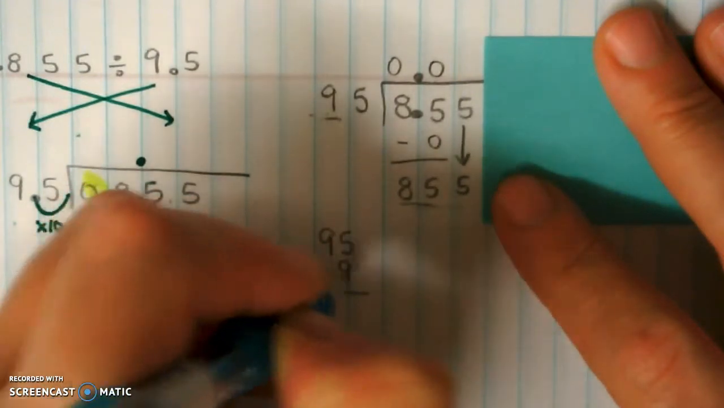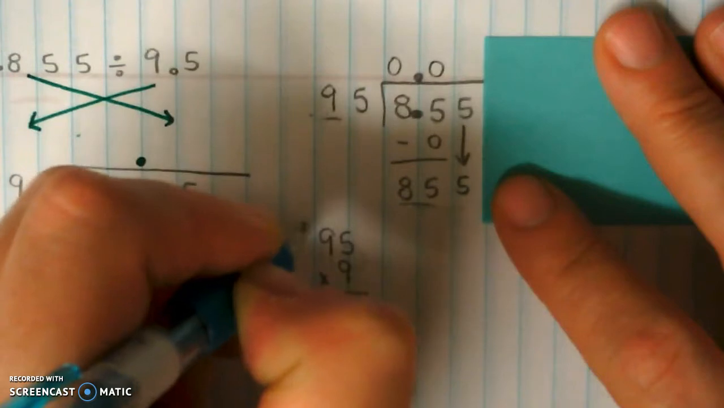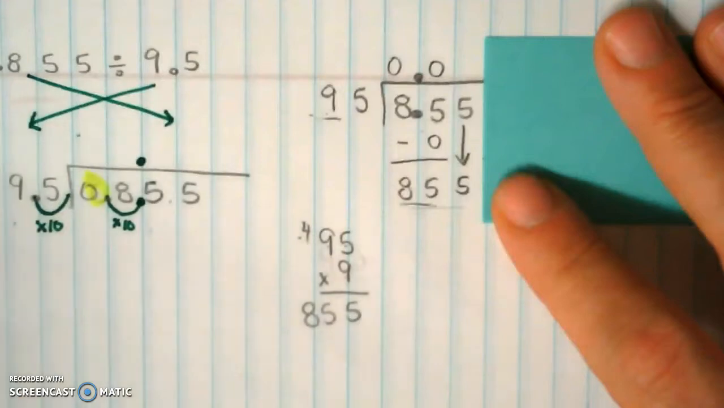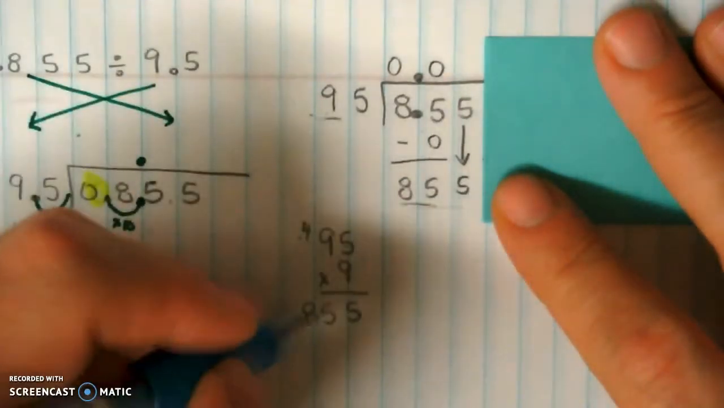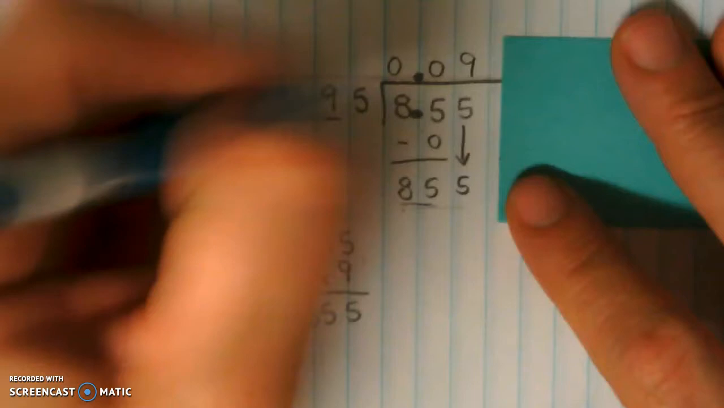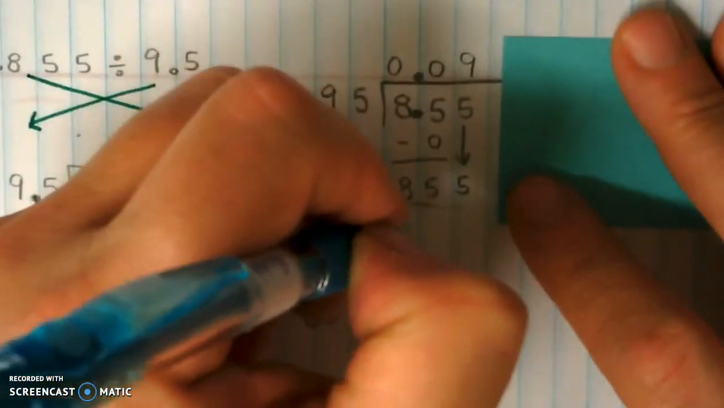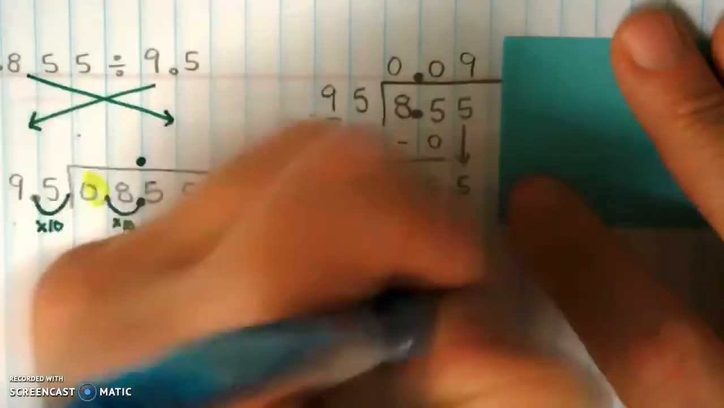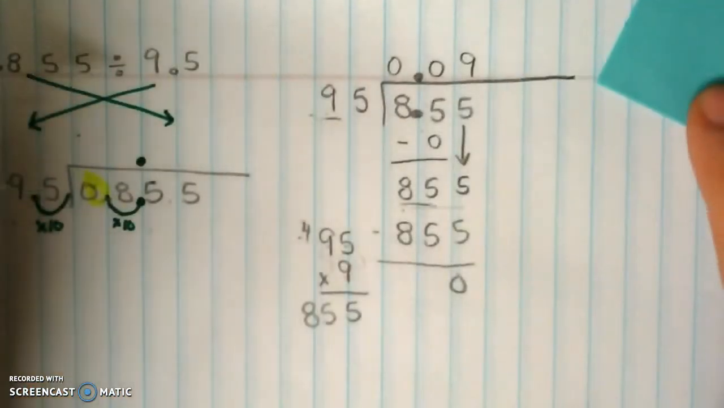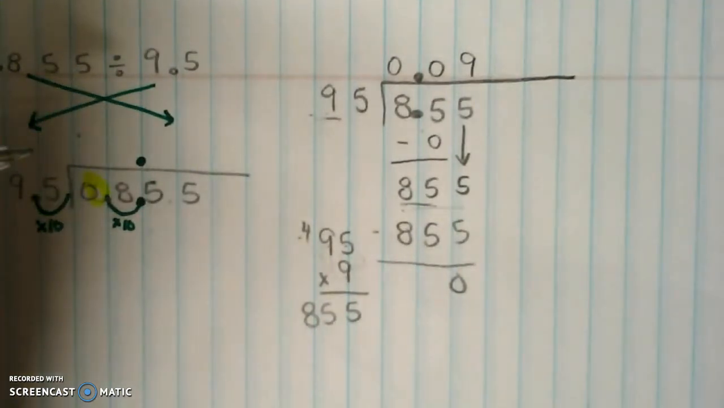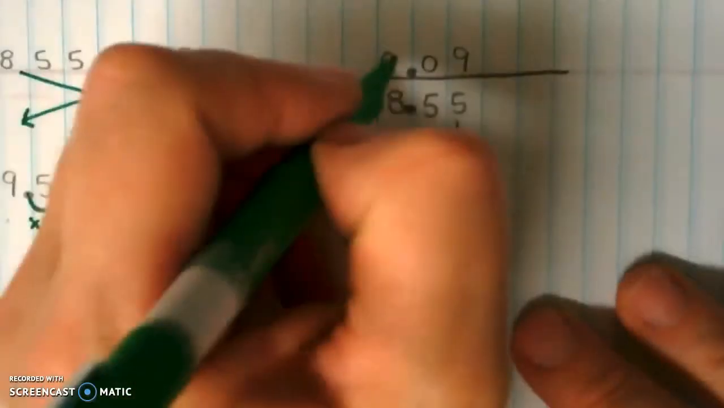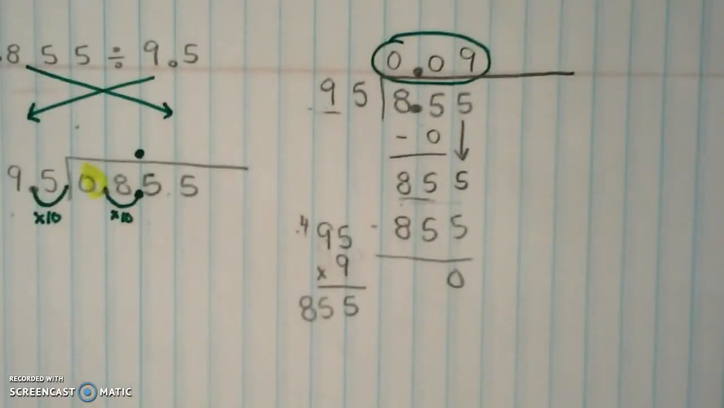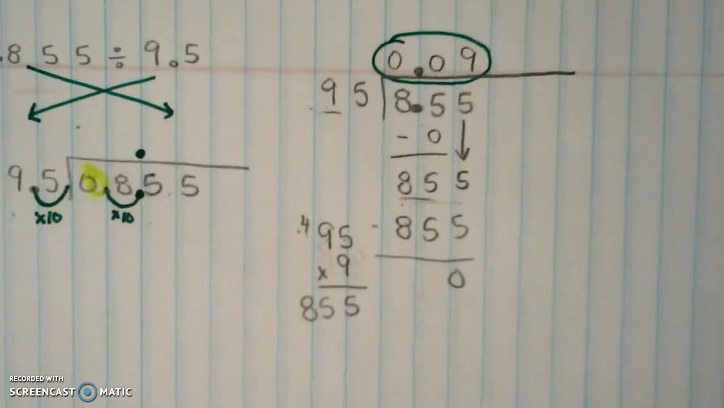95 times 9. 5 times 9 is 45. 9 times 9 is 81, plus 4 is 85. Well, look at that. We match. So I know I can take 95 away from 855 9 times. The difference between those two numbers is 0, and since we've used up all of the digits, we're done. The quotient, or the answer to this division problem, is 0.09, which is also 9 hundredths.